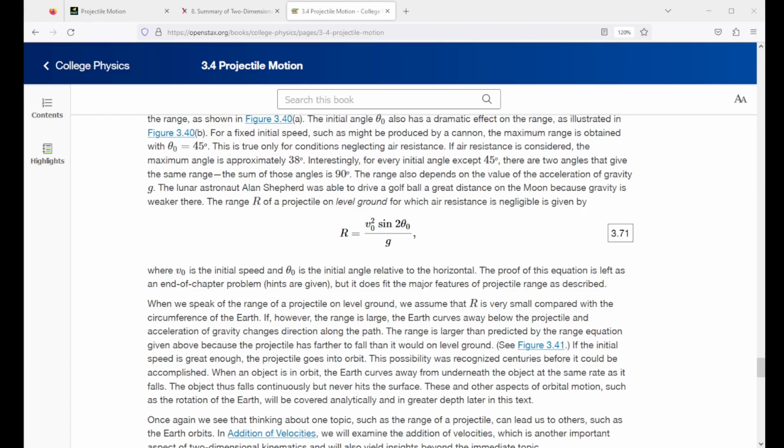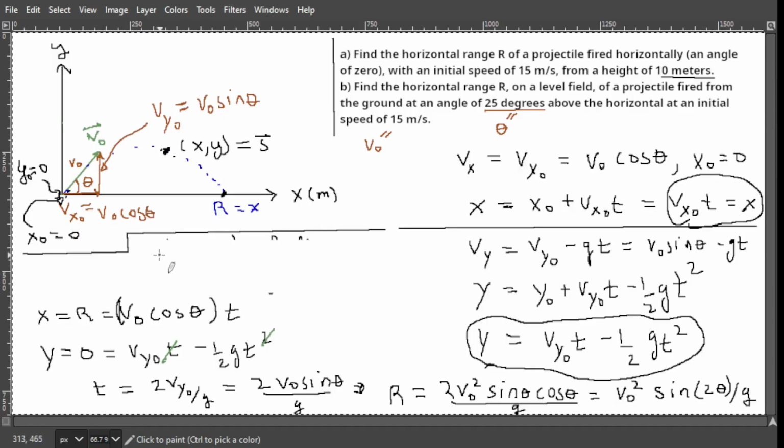So now we're just going to go ahead and put in our numbers then. So for the case we're considering, our range is going to be just using this range formula we just derived and our numbers here which we have. So initial speed 15 meters per second, we got to square it, V0 squared times the sine of twice our angle. So our angle here, our initial angle is 25, twice that's going to be 50. 2 times 25 is 50 degrees. And then we got to divide all that by 9.8 meters per second squared.